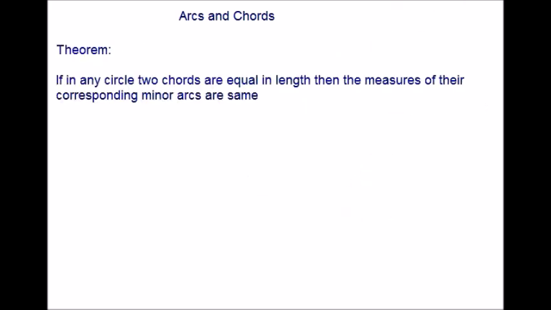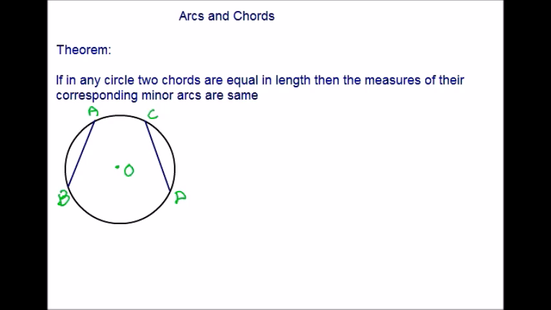Here is the theorem. It states that if in any circle two chords are equal in length, then the measures of the corresponding minor arcs are the same. The concept that I have just explained, I'll be stating and proving in theorem format. Before that, let me draw the figure on the board for your better understanding. The same concept. So as shown in the figure, AB and CD are congruent chords. Therefore, according to the theorem which we stated, you can say that the measure of arc AB is equal to the measure of arc CD. Or you can also say that the measure of angle AOB will be equal to the measure of angle COD.